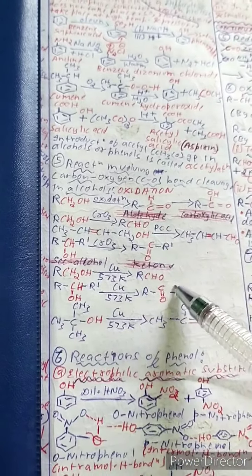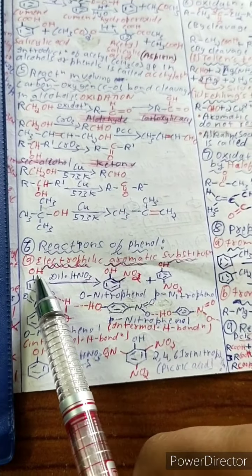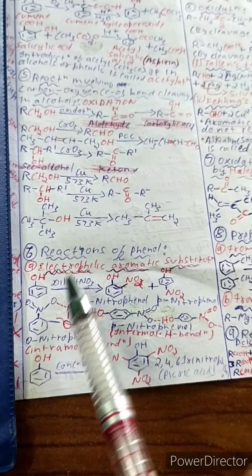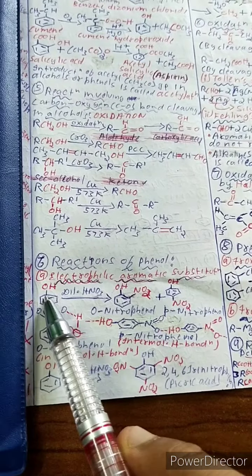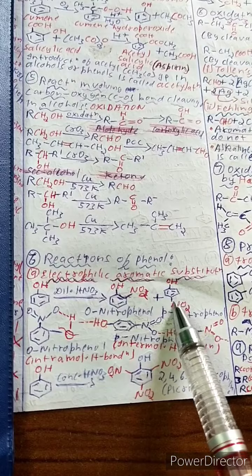All of these reactions, which you can read by yourself, are oxidation reactions. Now the reactions of phenol are electrophilic aromatic substitution reactions. Phenol, in the presence of dilute nitric acid, gives orthonitrophenol and paranitrophenol.